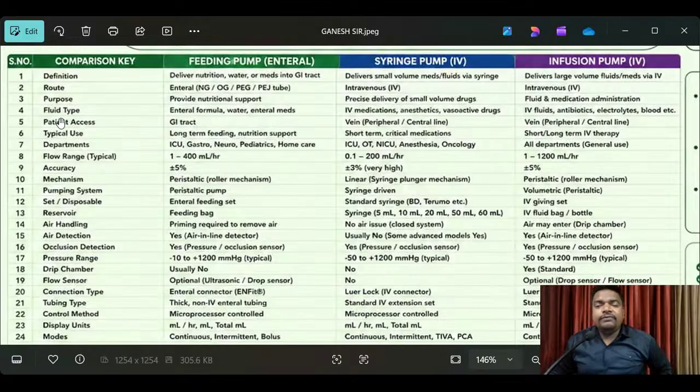Fourth point, see here, fluid type. So I'm going to escalate every point and discuss it very clearly, right? I hope you're getting my voice. Right, let me continue.